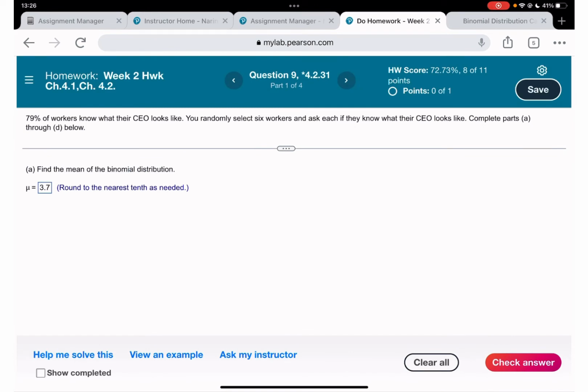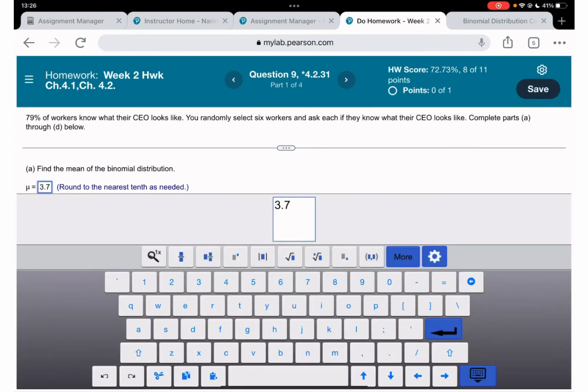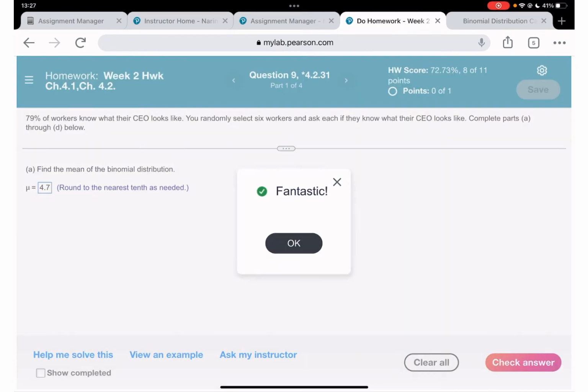Let me clean memory again. So 6, indeed, how can it be 3.7? It's 80 or 79%, it's going to be much more. Okay, let's do one more time. 6 times 0.79. 4.74. This is my calculator and it's on iPhone. 4.7. Okay.